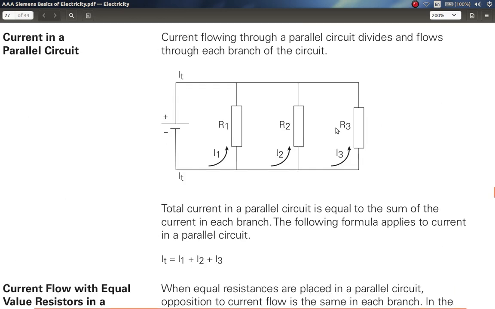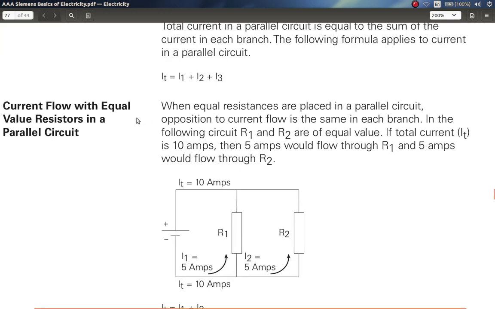Current in a parallel circuit. Current flowing through a parallel circuit divides and flows through each branch of the circuit. The total current in a parallel circuit is equal to the sum of the current in each branch. So they all add up to give the total current. The following formula applies to current in a parallel circuit: IT is I1 plus I2 plus I3. They all add up.